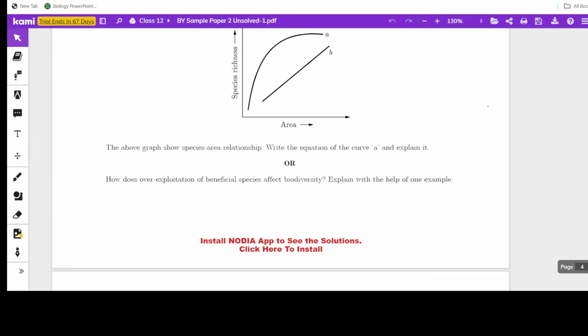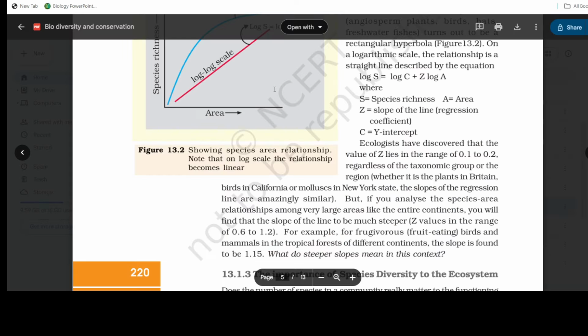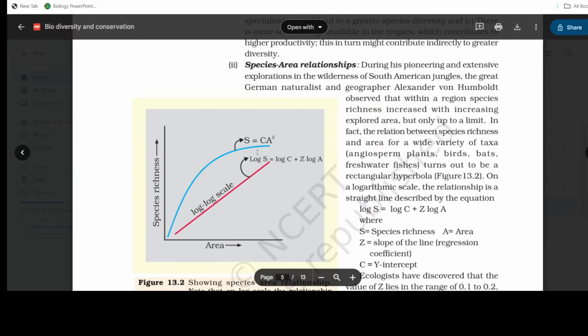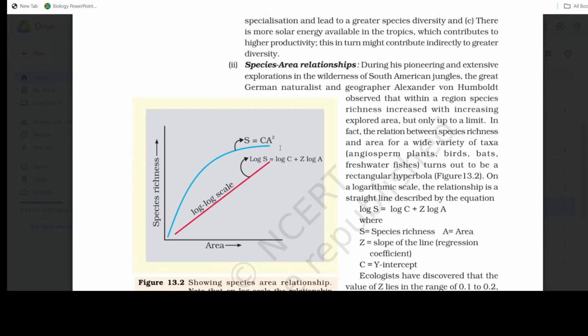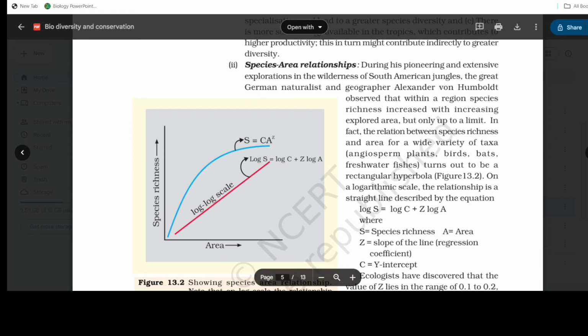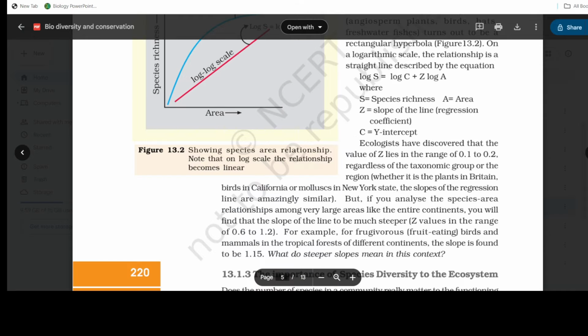Let's come back to the question. They have asked you to write the equation of curve A. So you have to write this equation, the equation of curve A, S = C A raised to z. And then you have to explain this part. You got it? We have a few more information given here. Let's go through that too.